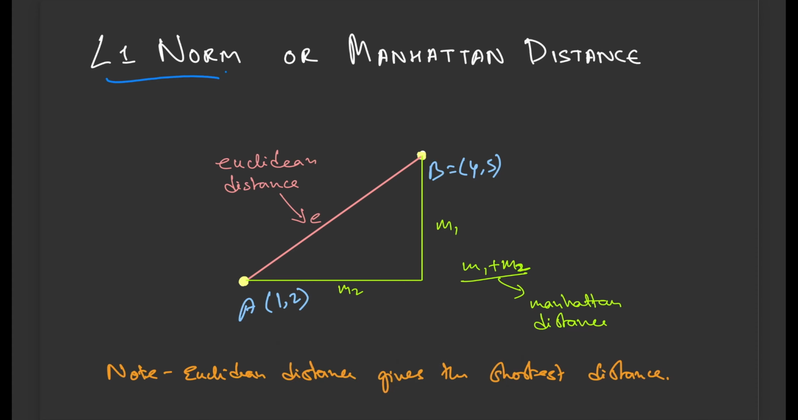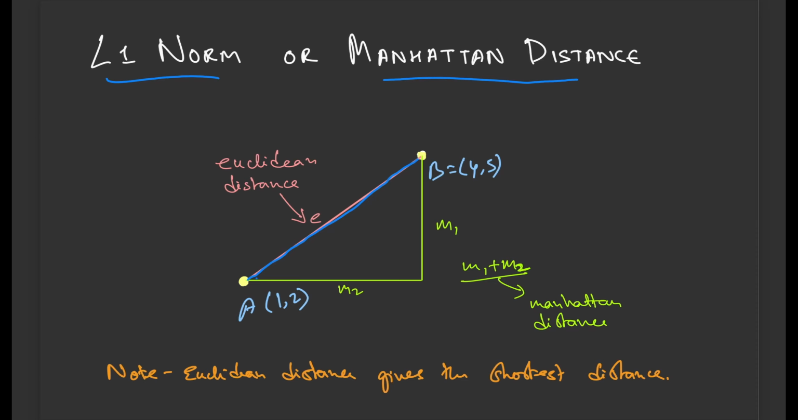Now let's look into L1 norm or Manhattan distance. So L1 norm is also known as Manhattan distance. So we have seen the Euclidean distance, right? So basically the Euclidean distance gives the shortest distance, but the Manhattan distance doesn't give you the shortest distance. So this is our point A, this is our point B. A is at 1, 2 and B is at 4, 5. And this is the Euclidean distance. This length is the Euclidean distance. Okay, this is our Euclidean distance.